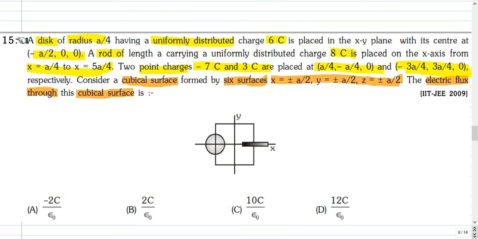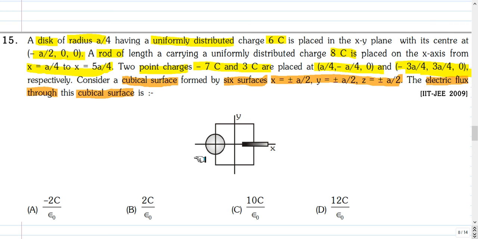This is the next question. A disk of radius a by 4 having uniformly distributed charge of 6 coulomb is placed in xy plane with its center at minus a by 2, 0, 0. That is this one.